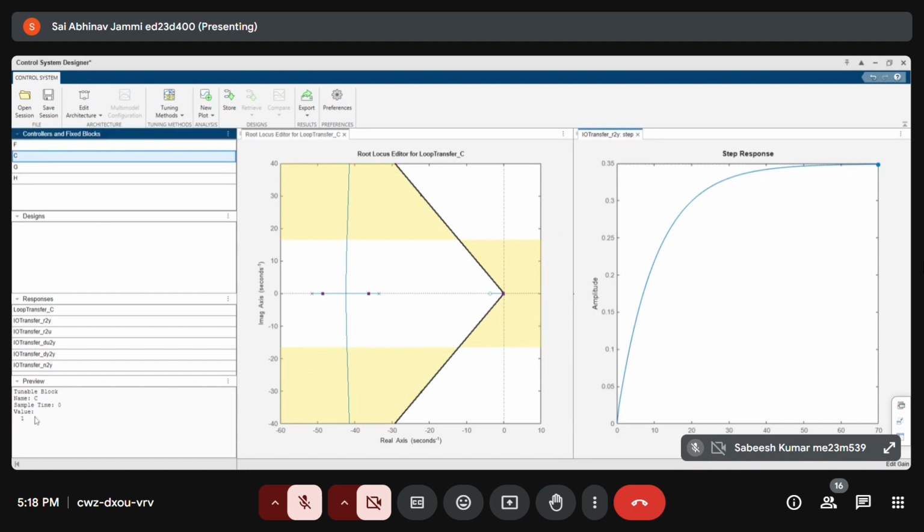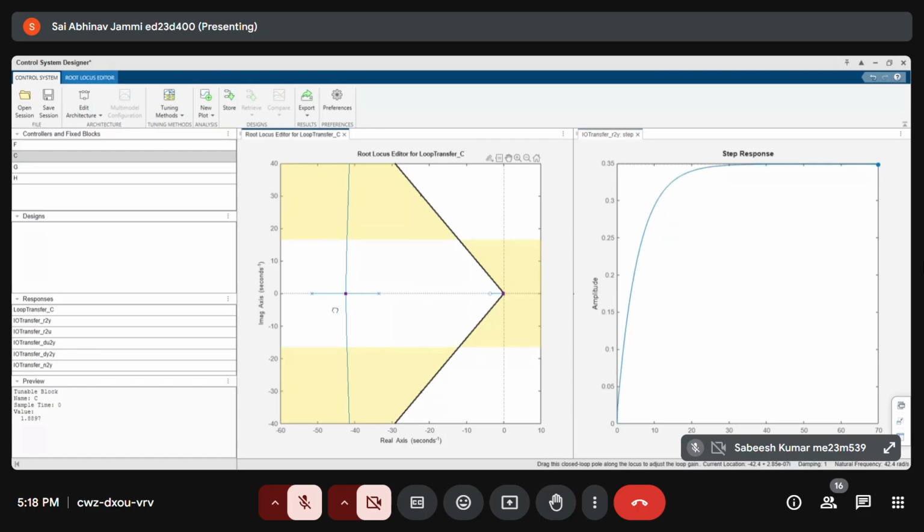Now the gain is 1. We have not added any value of kp, so the gain is 1. Now we'll see how the kp will change as we change the poles, right? As I change the poles, do we have a constraint on settling time? Steady state error. Okay.